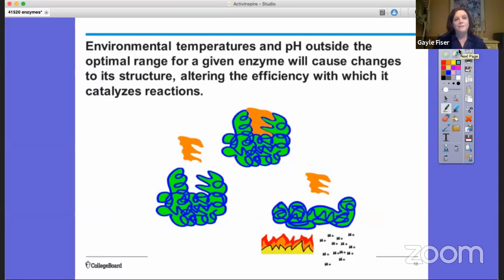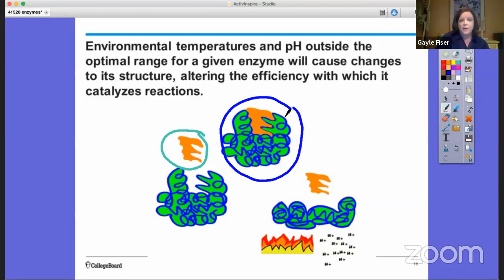All right, so environmental temperatures and pH outside the optimal range for a given enzyme will cause changes to its structure, altering the efficiency with which it catalyzes reactions. So again, here's our enzyme, here's our substrate, and now we have our enzyme substrate complex. Now, if we were to apply too much heat, or there's an optimal pH that enzymes work in, if we were to go too basic or too acidic, then we could denature this enzyme. So pH and too high of temperatures.